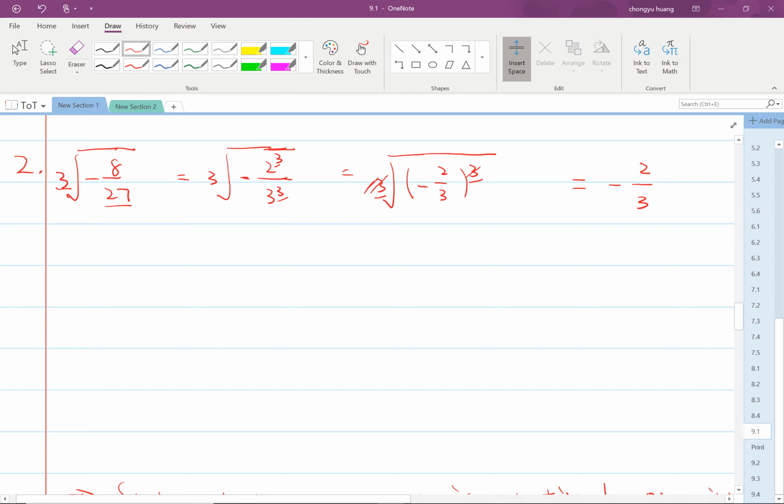Yeah, so you may be confused a little bit. As you can see, this is a cubic root, right? So that means the solution can be negative. Because we have a cubic root, the solution can be positive or negative.